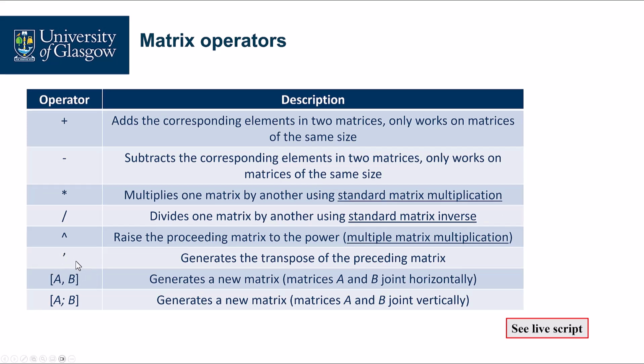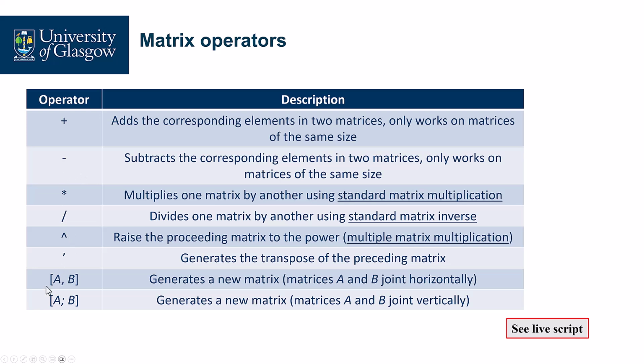This apostrophe means transpose the matrix. When transposing a matrix, the rows become columns. So for example, A12 now becomes A21, right? So the matrix is transposed.